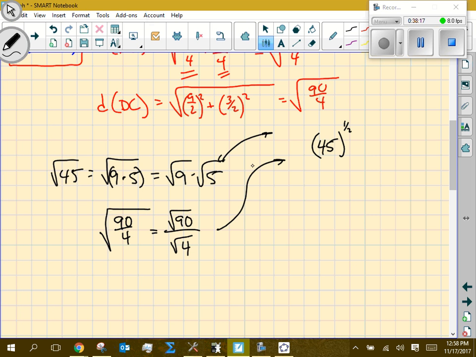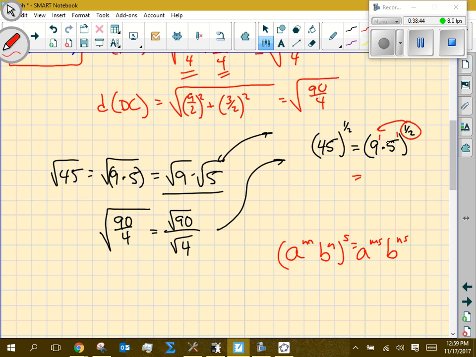But where does this lead us? We can say that 45 is the same thing as 9 times 5, still raised to the 1/2. These 9s, that 9 has an exponent of 1, and that one has an exponent of 1. We can use the rule that a to the m times b to the n, raised to the s, is equal to a to the ms, b to the ns. So basically, take that exponent and multiply it by that 1, so I get 9 to the 1/2, and take that exponent, multiply it by that 1, and I get 5 to the 1/2.